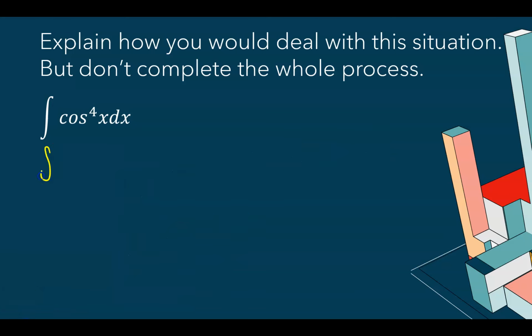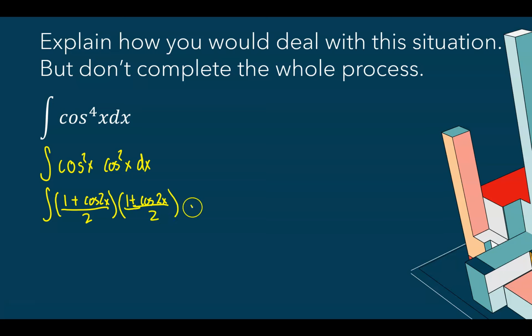So we would integrate cosine squared x squared dx. And then that's going to turn into 1 plus cosine of 2x over 2 times a whole other 1 plus cosine of 2x over 2. And you could write this as an exponent too. I'm going to bring the 1/4 out front while I multiply. And 1 times 1 is 1. And I'm going to have 2 cosine of 2x's.